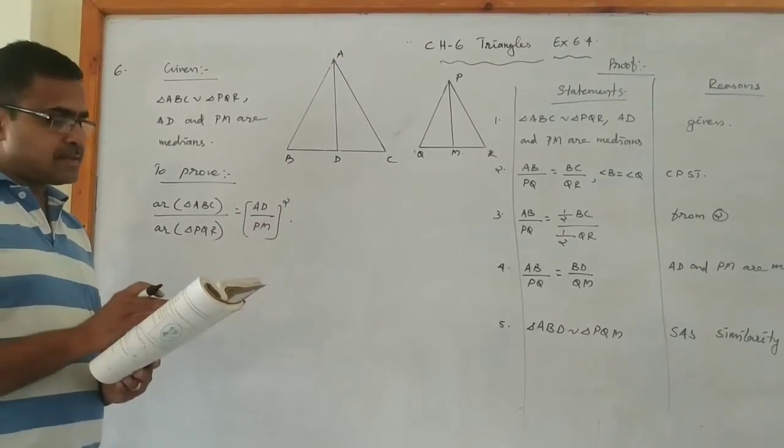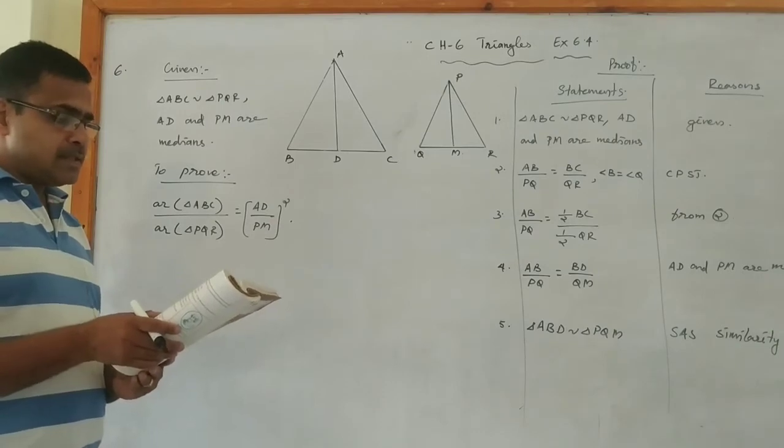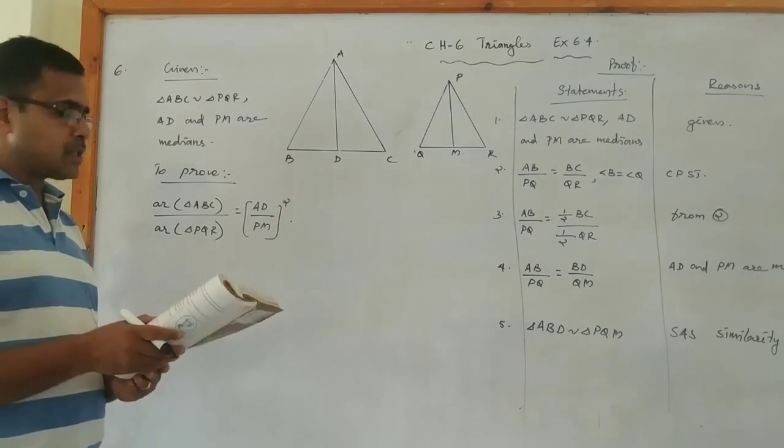Now question number 6, listen. Prove that the ratio of the areas of two similar triangles is equal to the square of the ratio of their corresponding medians.